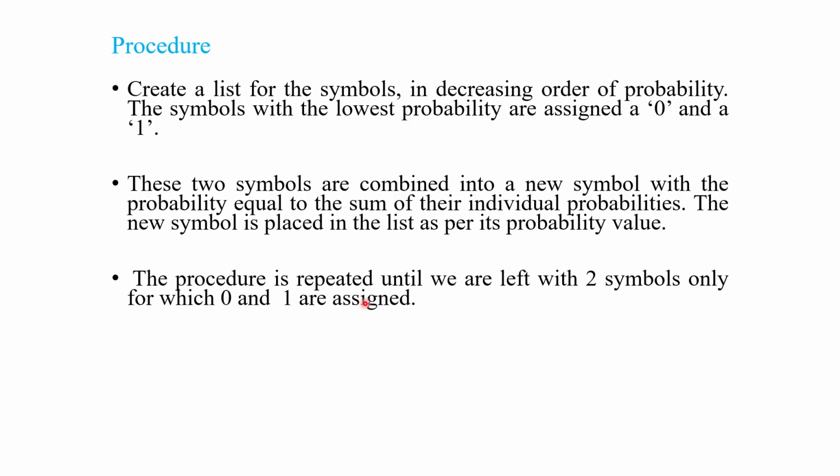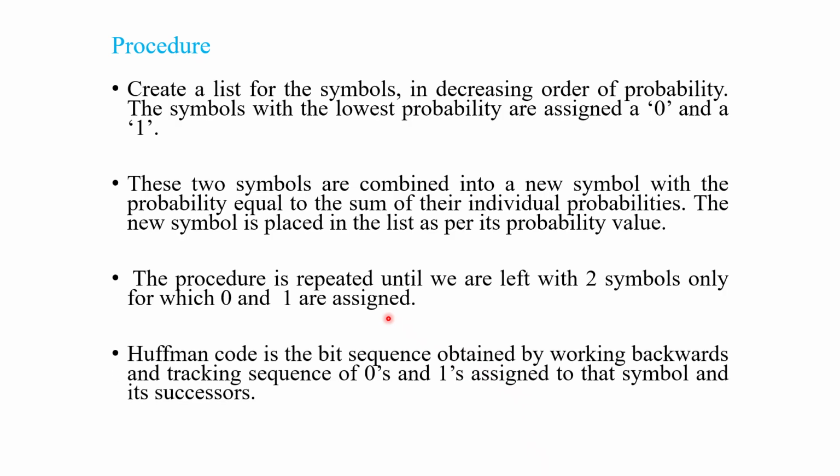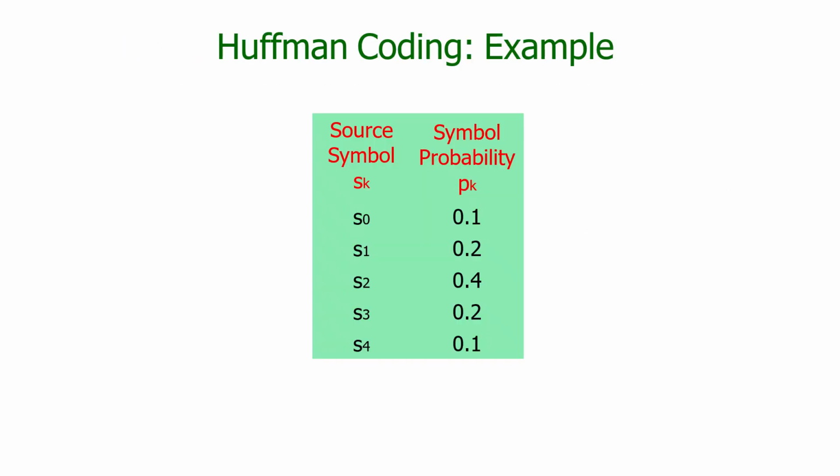The next step is that the procedure is repeated. We'll keep on replacing until we reach the top, right? Once we are left with only two symbols, meaning further we cannot arrange in decreasing order, till then we will keep on going. The Huffman code is the bit sequence obtained by working backward, tracking the sequence of 0 and 1 assigned to that symbol and its successors. Okay, so we'll look into the example so that we can understand it in a better manner.